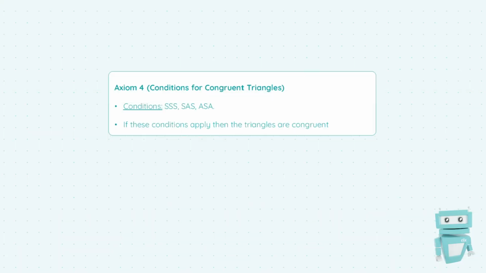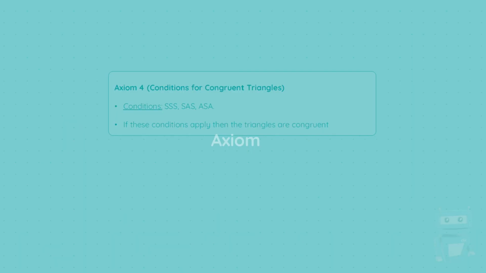Hi guys, my name's Sean and I got a H1 in Leaving Cert Maths, and in this video we're going to be looking at Axiom 4, which is the conditions for congruent triangles.